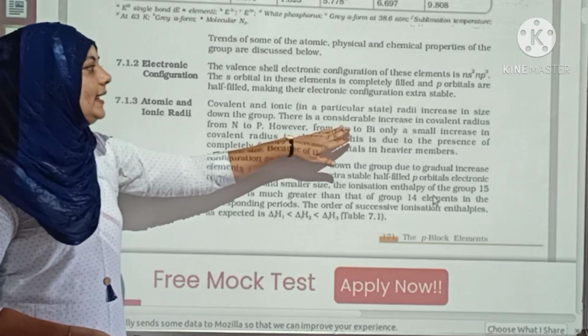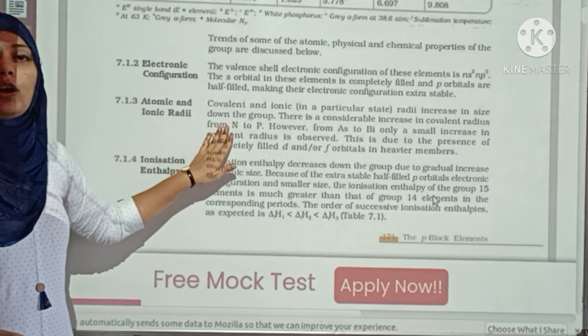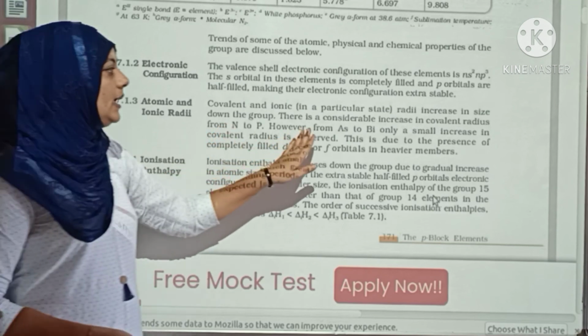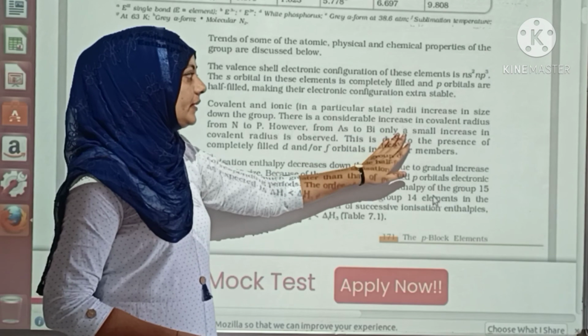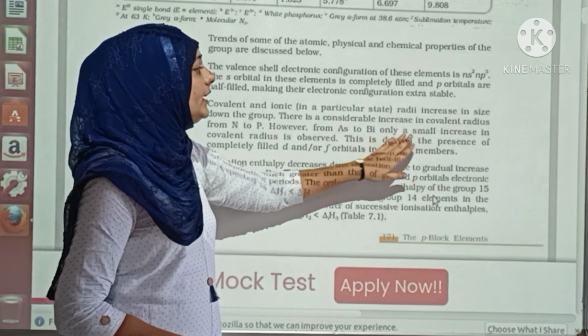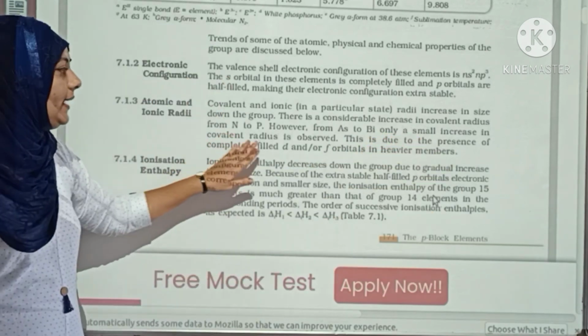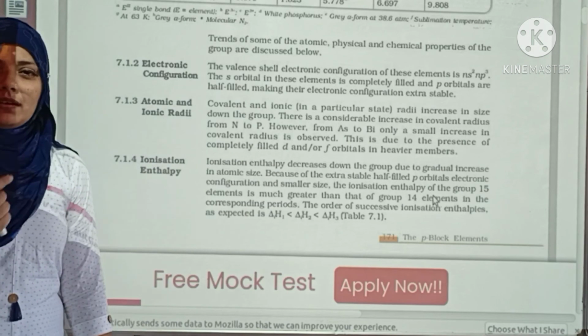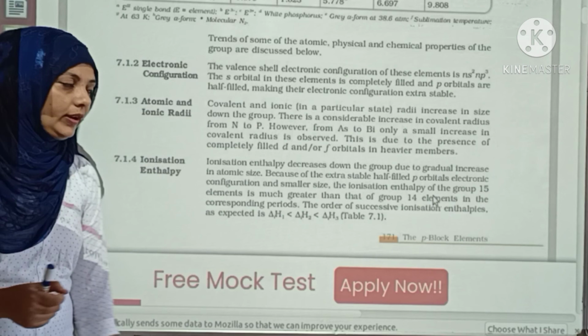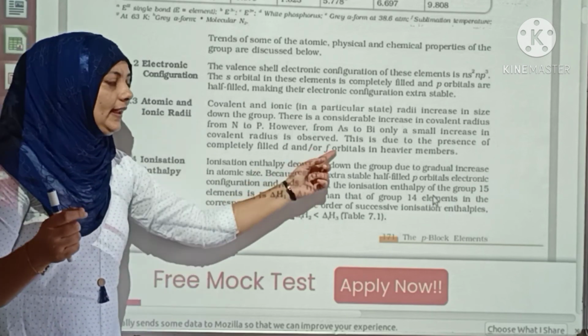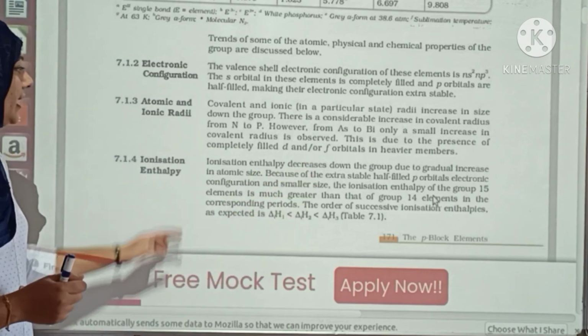That is, covalent radius increases from nitrogen to phosphorus. However, from arsenic to bismuth, or you can say antimony, only a small increase in the covalent radius. छोटा सा increase है वहाँ पर. That is because of your d block element and your f block element. The d block and f orbitals are completely filled.